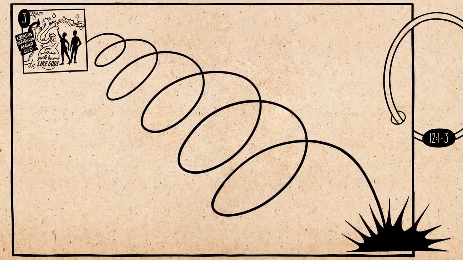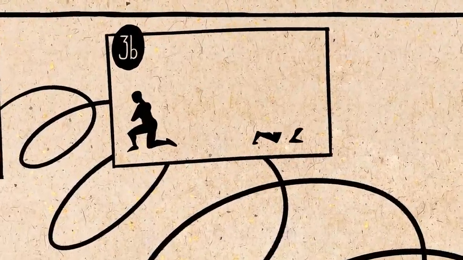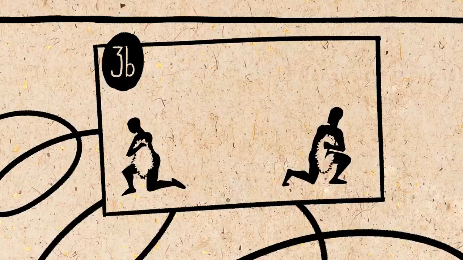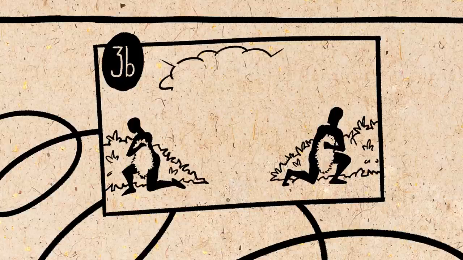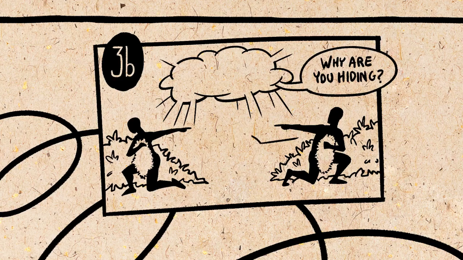The first casualty is human relationships. The man and the woman suddenly realize how vulnerable they are. Now, they can't even trust each other. And so they make clothes and they hide their bodies from one another. The second casualty is that intimacy between God and the humans is lost. So they run and hide from God, and then when God finds them, they start this game of blame shifting about who rebelled first.